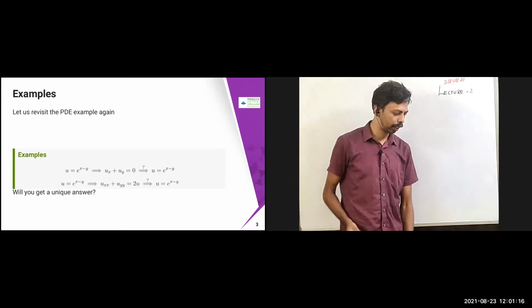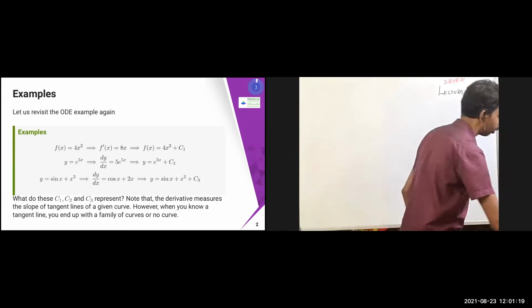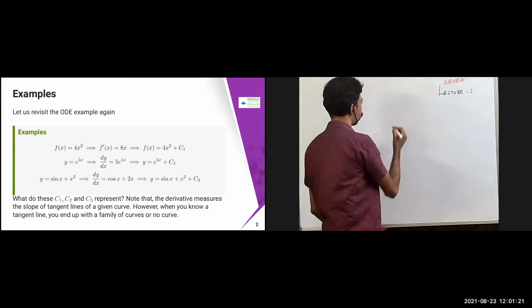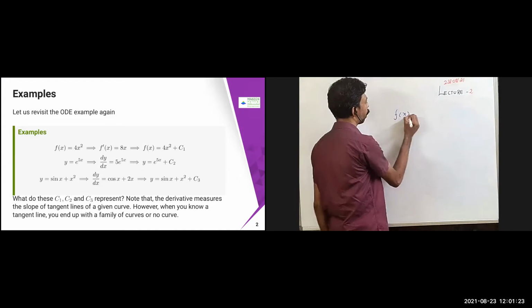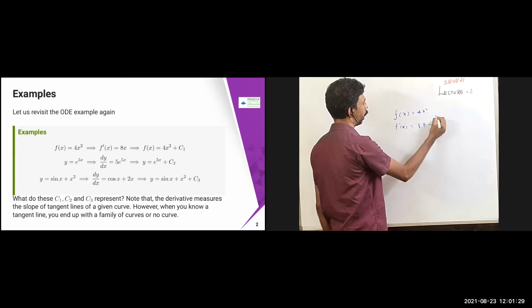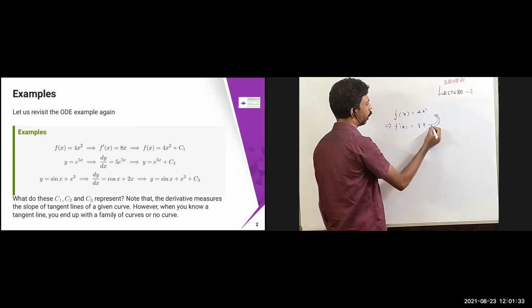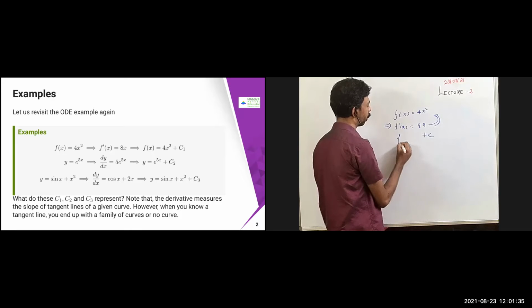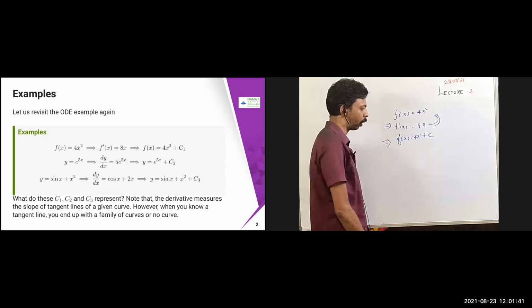In this one, we discussed this problem: suppose f of x equal to 4x square. f of x equal to 4x square means f dash of x equal to 8x. But that doesn't mean that f dash of x equal to 8x implies f of x equal to 4x square. Instead, you will get a constant. So f of x is going to become 4x square plus some constant.